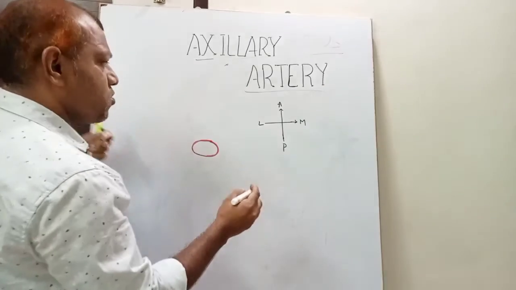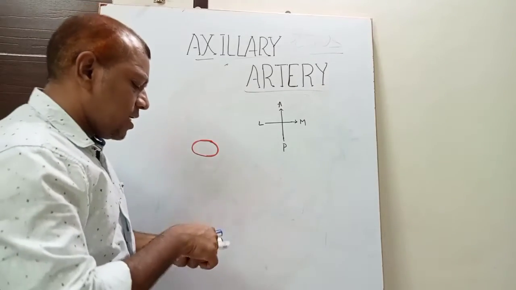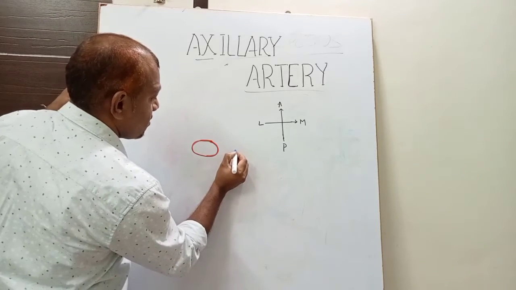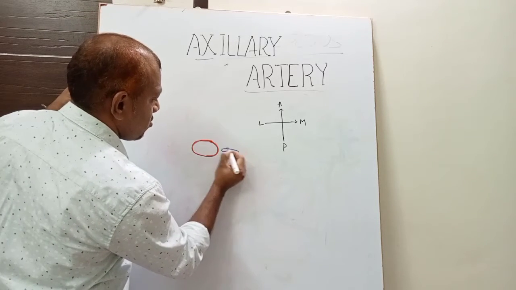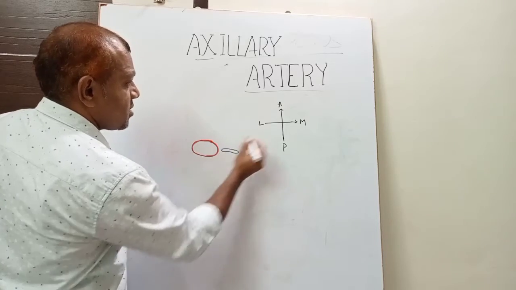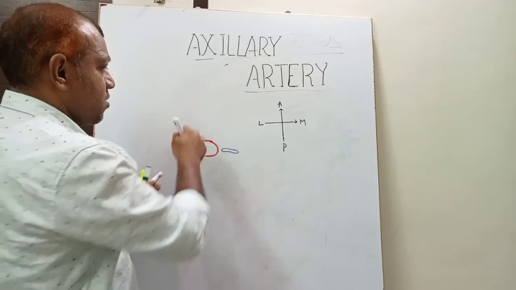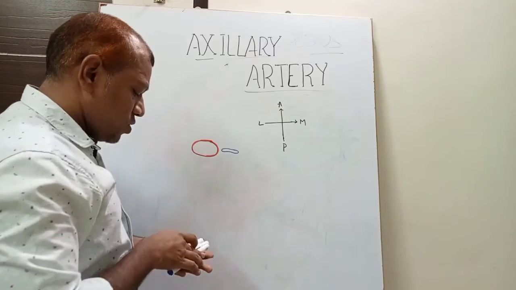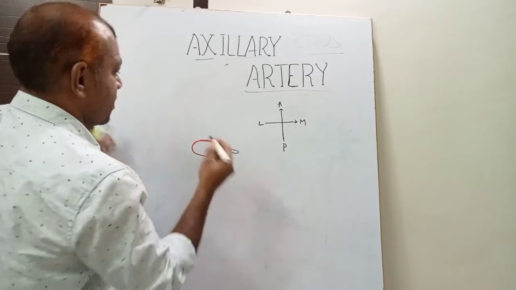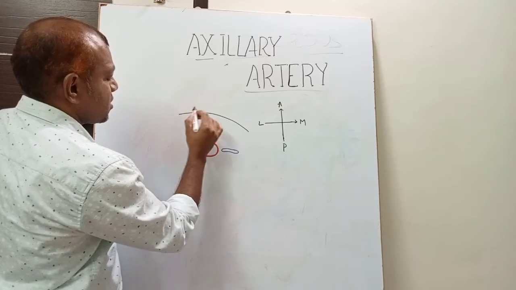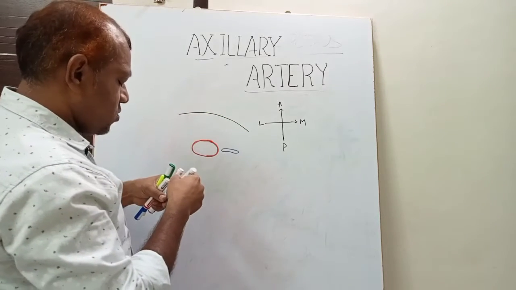Throughout its course, the axillary artery is related to the axillary vein medially. So try to see, this is the axillary artery and medial to this is the axillary vein. Now what are the structures present anterior? Now let me show you all the structures which are present anterior. First and foremost thing is skin, and the most anterior is skin.